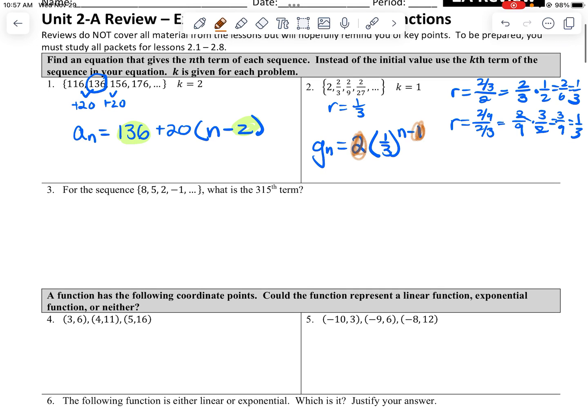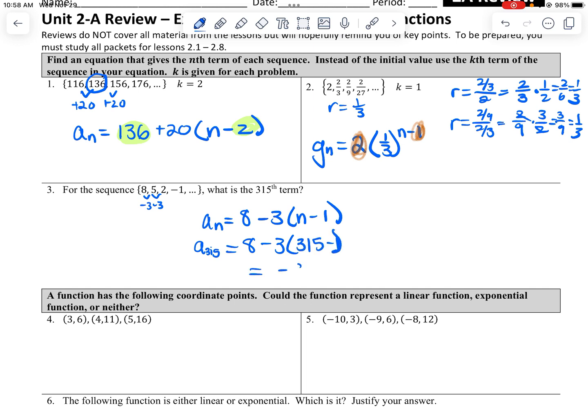For the sequence 8, 5, 2, what is the 315th term? Well, I'm looking at this and I'm saying it's arithmetic. So a sub n, if I use the first term, 8 minus 3 times n minus 1. Okay, well, I need to find the 315th. So the 315th term is 8 minus 3 times 315 minus 1. And you would have your calculator for this, so negative 934.